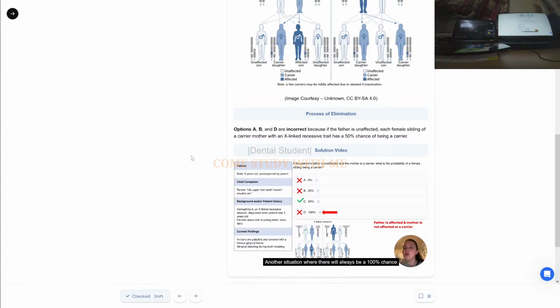Another situation where there will always be a 100% chance of a daughter carrier is the opposite, where the dad is unaffected and the mom is affected, not just a carrier. In this scenario, a daughter will always get an unmutated allele from her father and will always get one of her mother's 2 mutated alleles, making her a carrier. So if one parent is unaffected and the other is affected, there is a 100% probability of a daughter being a carrier. But because neither of these scenarios were given in the question, we knew that this answer choice was incorrect. So when talking about X-linked recessive conditions like hemophilia A, the case of an unaffected father and a carrier mother, there will be a 50% chance that the female sibling will be a carrier.